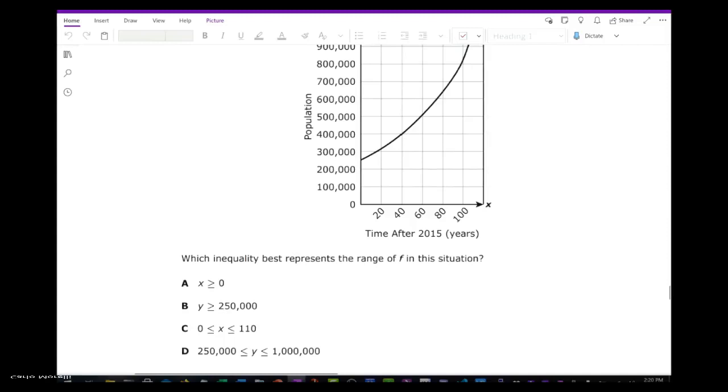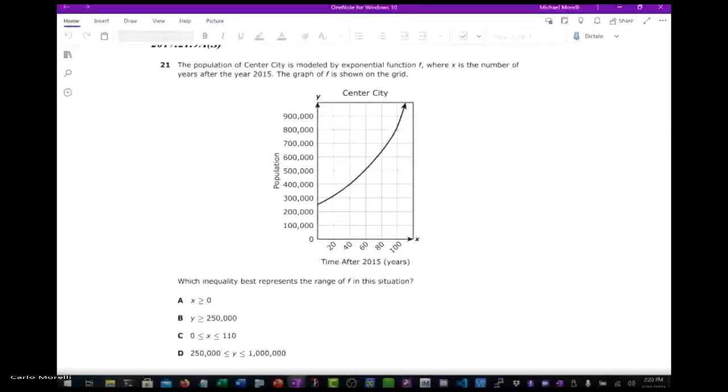Okay, so here we are. The population of Center City is modeled by this exponential function, which is the number of years after 2015. We don't care about any of that. Which inequality best represents the range? So what can we eliminate? A and C. Can't be A or C. So it's either B or D, but pay attention to the end behavior of the graph. It's a pointer. That means infinity, right? So there's no cap on it. What's the answer? It's B, because D would say that it stopped at 1 million. Everybody understands why it's B?